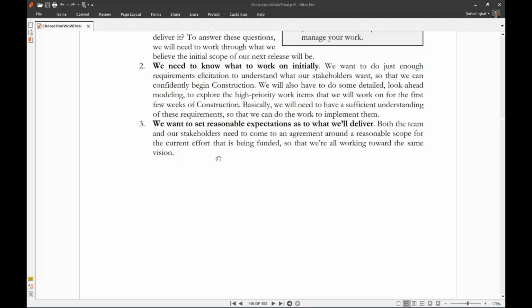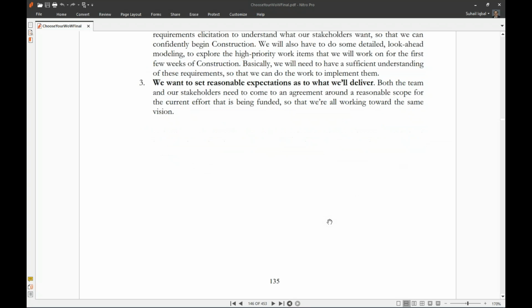Number three, we want to set reasonable expectations as to what we will deliver. Both the team and our stakeholders need to come to an agreement around a reasonable scope for the current effort that is being funded so that we are all working toward the same vision.